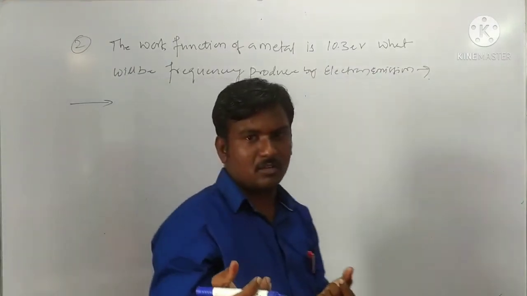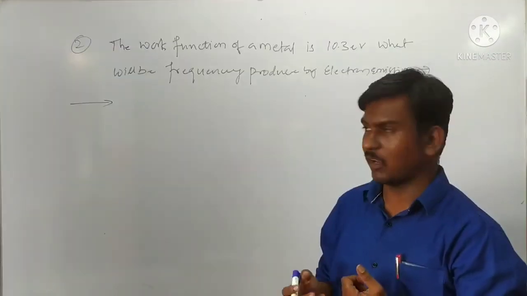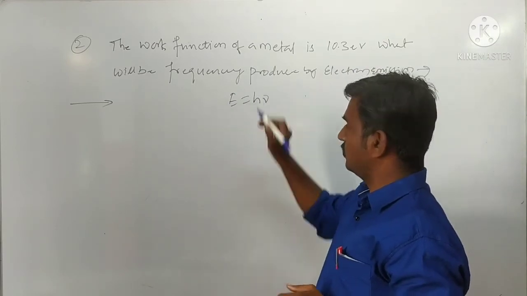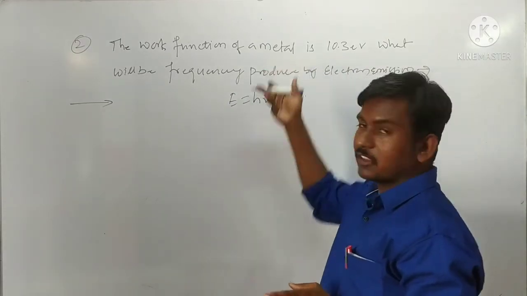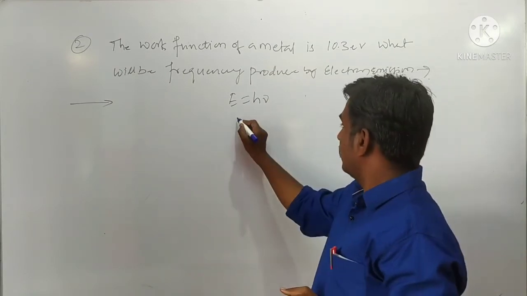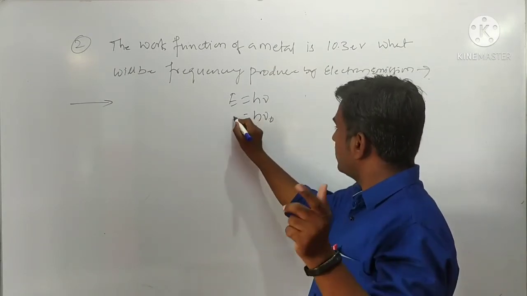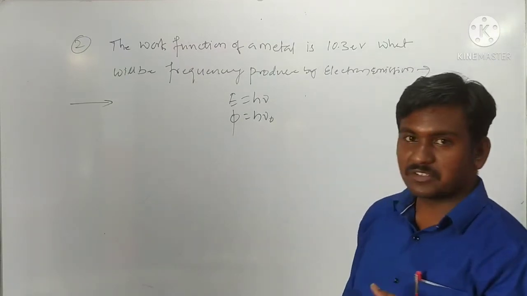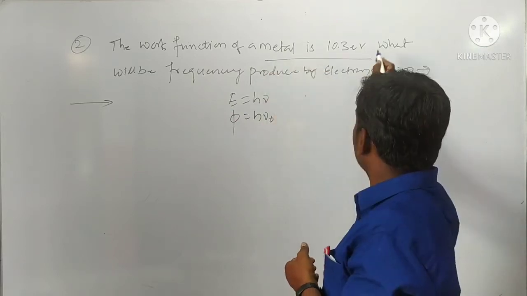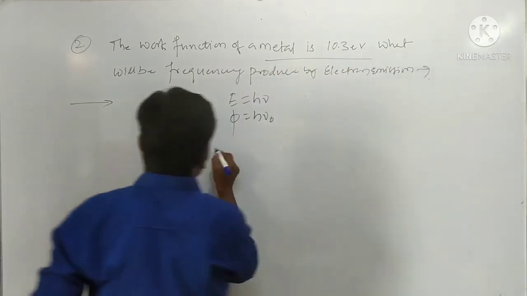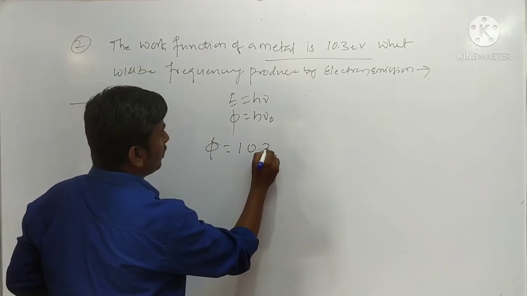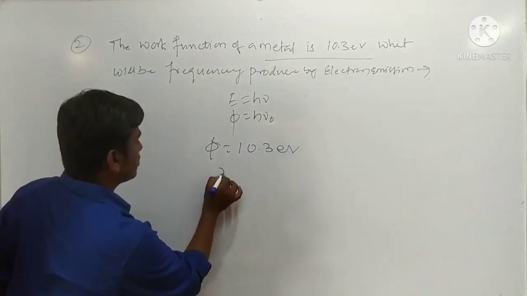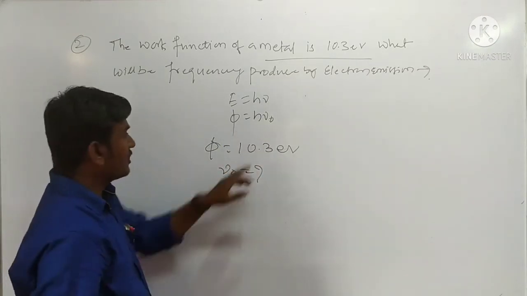Very important one. You have to use the formula. We know the total amount of energy is E equal to h nu. For an electron to be emitted, we need a certain amount of energy, that is h nu naught amount of energy, and that is called the work function of the metal. The work function given is 10.3, so phi equal to 10.3 electron volt. Then what will be the frequency? That is the threshold frequency asked.